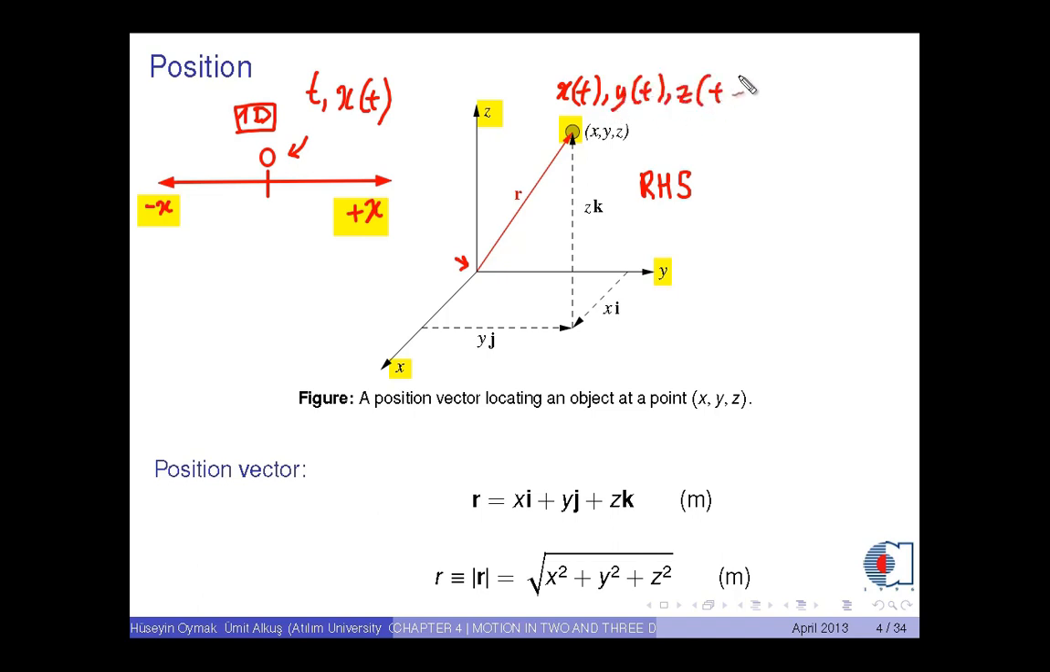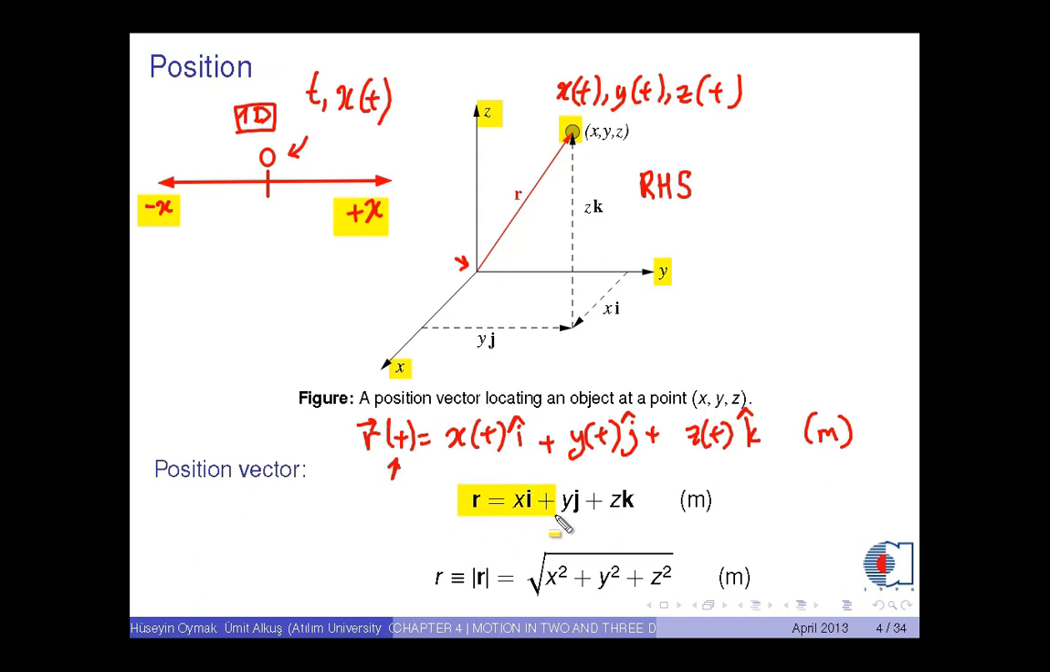Finally, by the help of the discussion of vectors in Chapter 3, we denote the position vector of this object at time t by the unit vector notation as vector r of t equals x of t i hat plus y of t j hat plus z of t k hat, which is in meters in SI unit system. For the sake of clarity, we don't write t, and we denote the position vector as vector r equals xi plus yj plus zk.